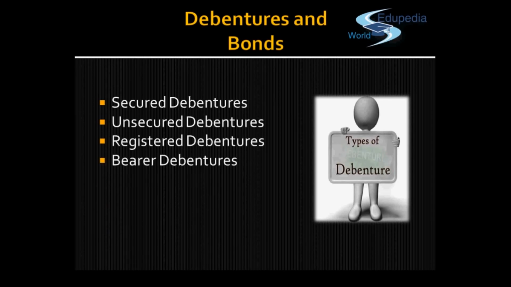Another is bearer debentures. The debentures which can be transferred by mere delivery are known as bearer debentures. The company does not keep any record of such debenture holders. Interest due is paid on showing coupons attached to the debentures.